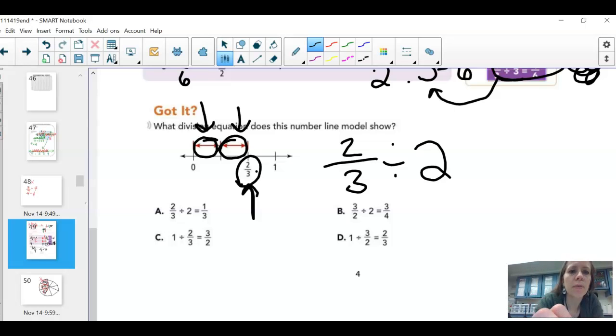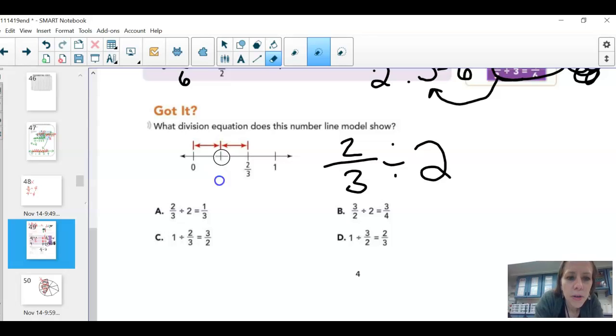Now when I look for my answer, I'm going to look for this line right here because here's one group. So there's 1 space, 2 space, 3 space.